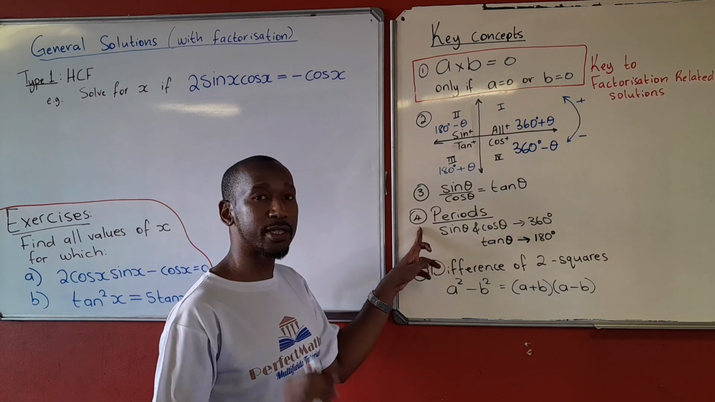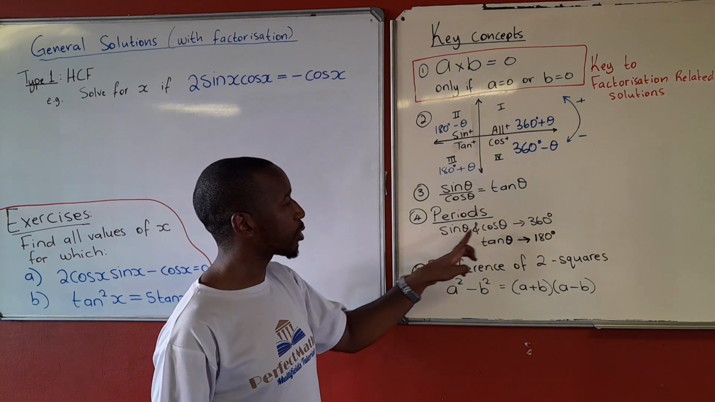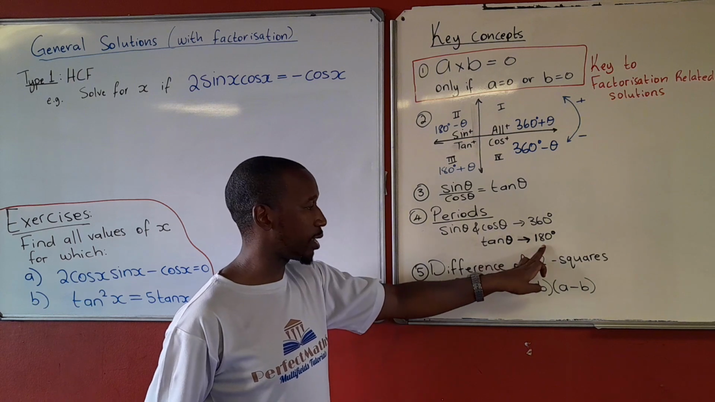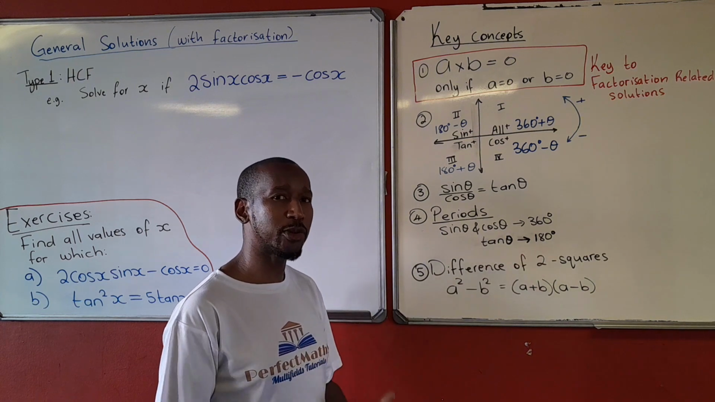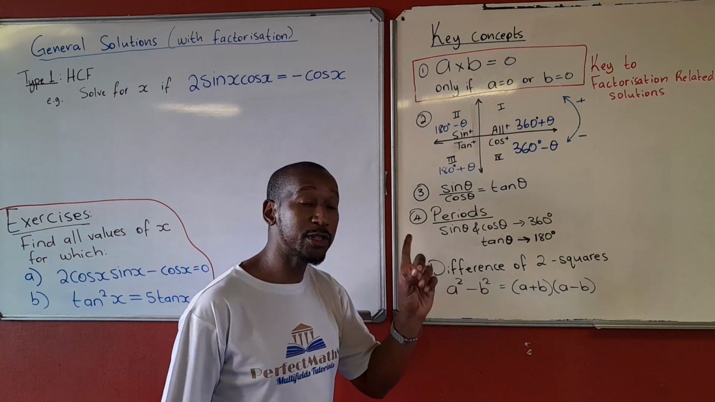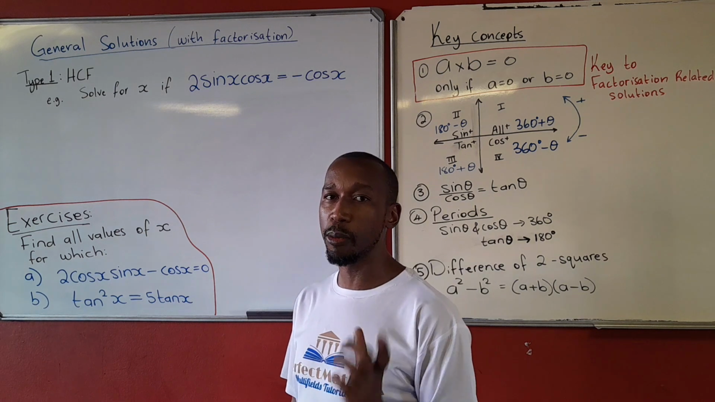Then we also have this issue of period that we touched on in the previous video, that sine and cos base period is 360, tan base period is 180, and then we will have other factorization techniques that we need, such as the difference of two squares. But the first one that we are going to do has to do with the factorization by removing common factors.